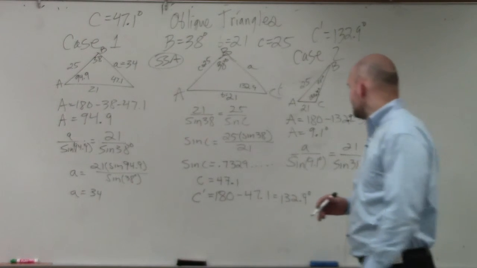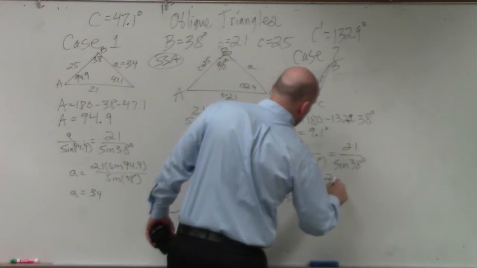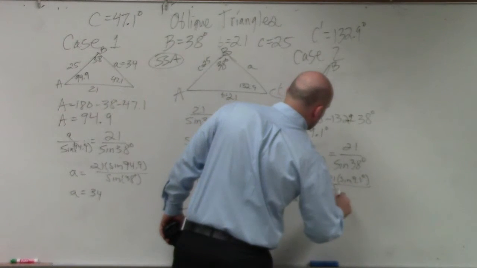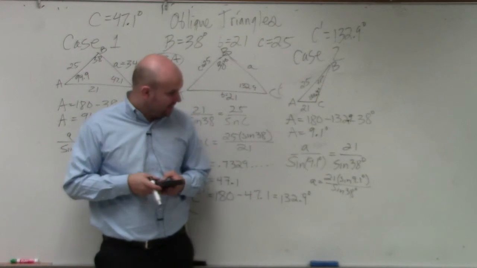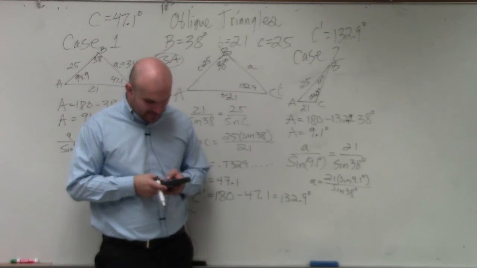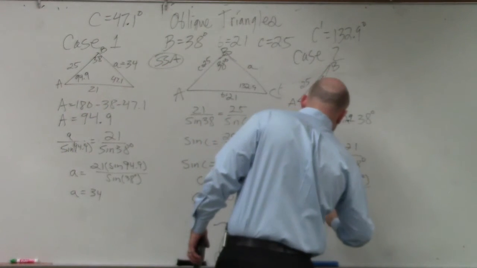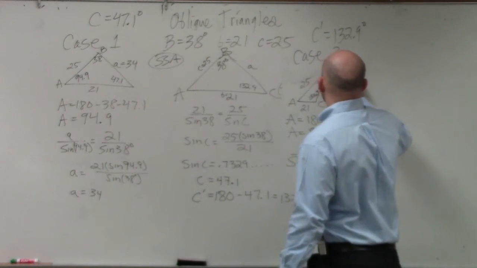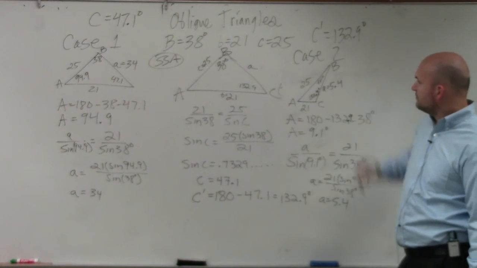So when you go ahead and solve for this, you're going to have a equals 21 times the sine of 9.1 degrees all over the sine of 38 degrees. So again, going back to your calculator, you do 21 times the sine of 9.1 divided by the sine of 38. And that's going to be 5.4, approximately. Which really should have been flip-flopped around there.